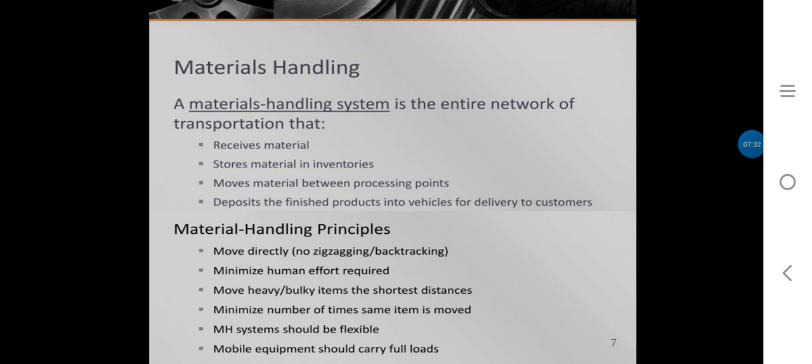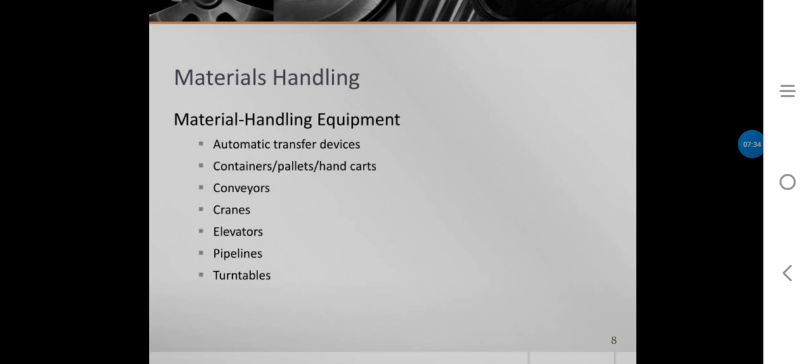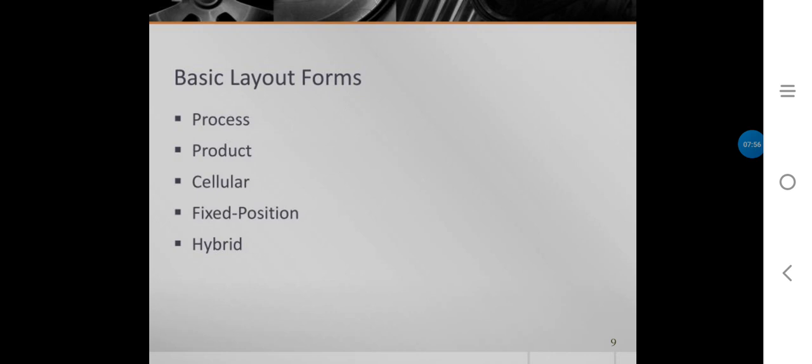Mobile equipment should carry full loads. And for material handling equipment, we can use the automatic transfer devices I explained earlier, and containers, pallets, hand carts. Pallets may be plastic or wood or whatever, based on the nature of the production. And conveyors, cranes, elevators, pipelines, turntables. There are basic layout forms related to the manufacturing site: process layout, product, cellular, fixed position and hybrid.